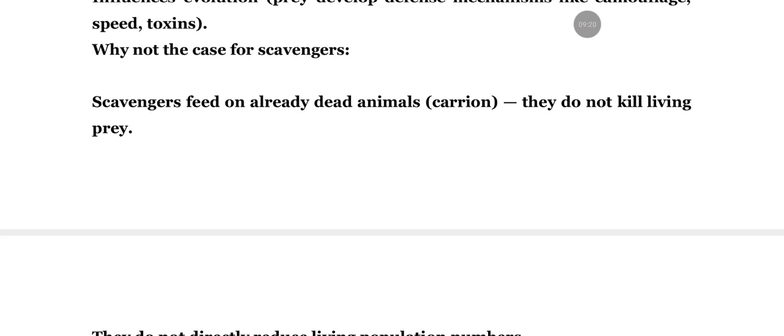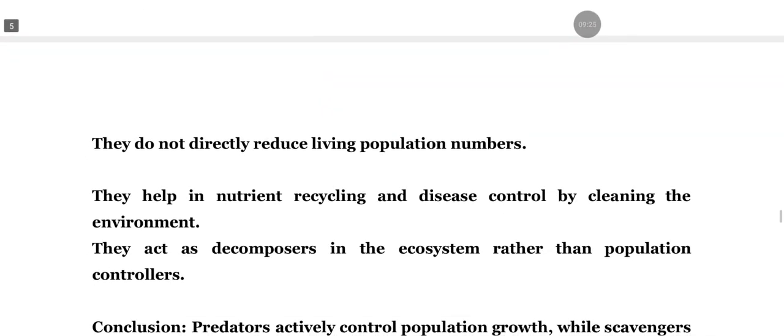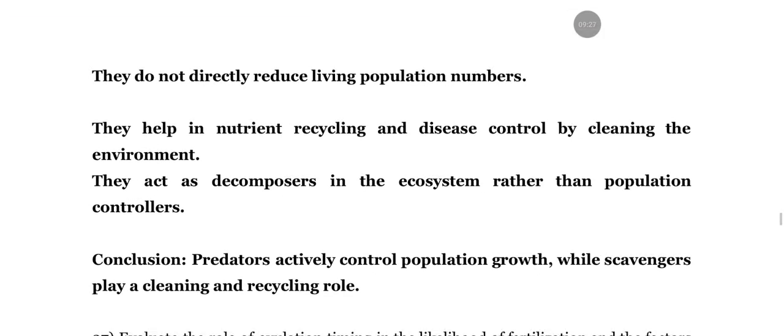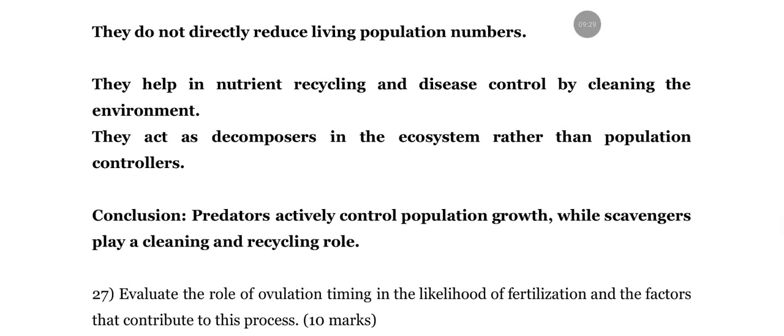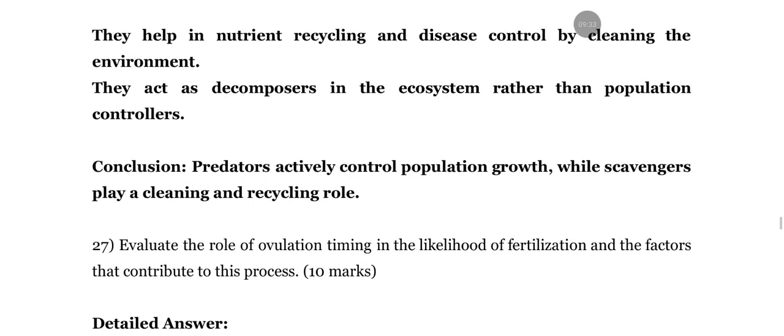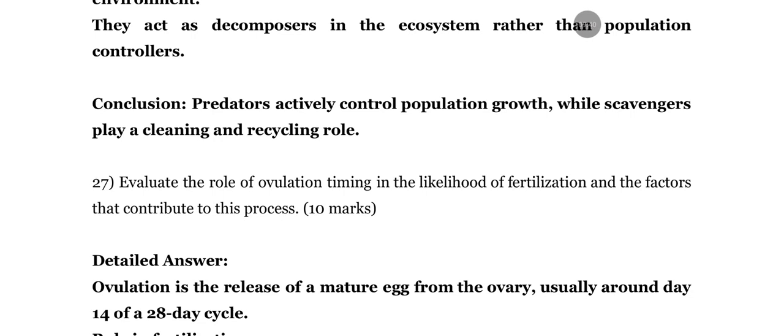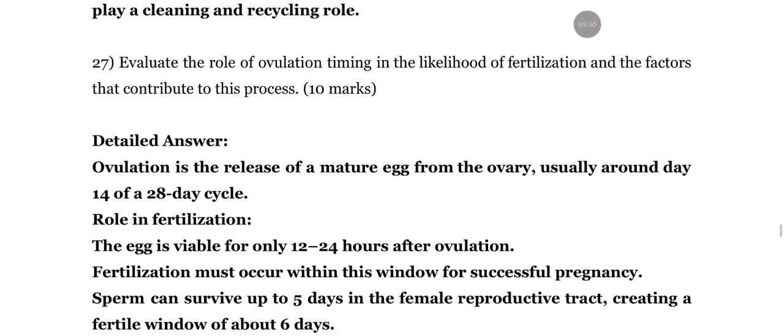Scavengers feed on dead animals. They do not kill living prey. They do not directly reduce living population numbers. They help in nutrient cycling and disease control by cleaning the environment. Scavengers act as decomposers in the ecosystem rather than population controllers. The conclusion is that predators actively control population growth, while scavengers play a cleaning and recycling role.